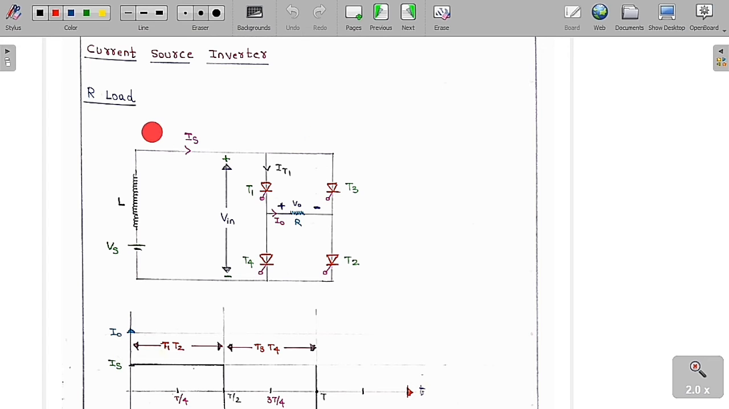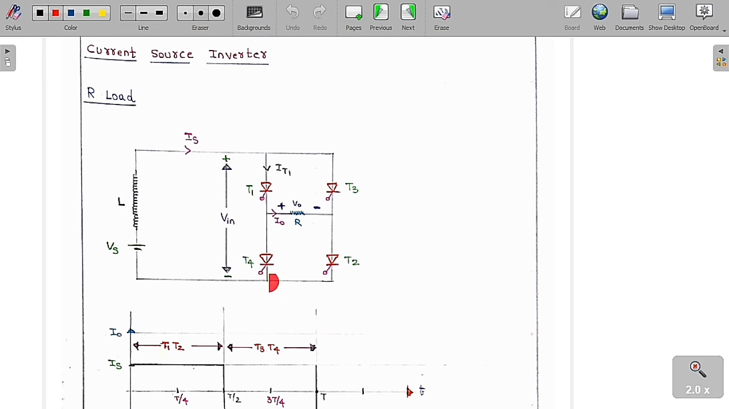So I am going to analyze it for the R load. This is the circuit diagram of a current source inverter, which has T1, T2, T3 and T4. There is no need of freewheeling diodes. And for the input we want a constant current source. So in practice we have to keep a voltage source and an inductor in series, and only then are we going to produce a constant input current. So this is the source current IS, and for the load we are going to keep a resistor. This is the output voltage V0 and the output current I0. So this is the circuit diagram.